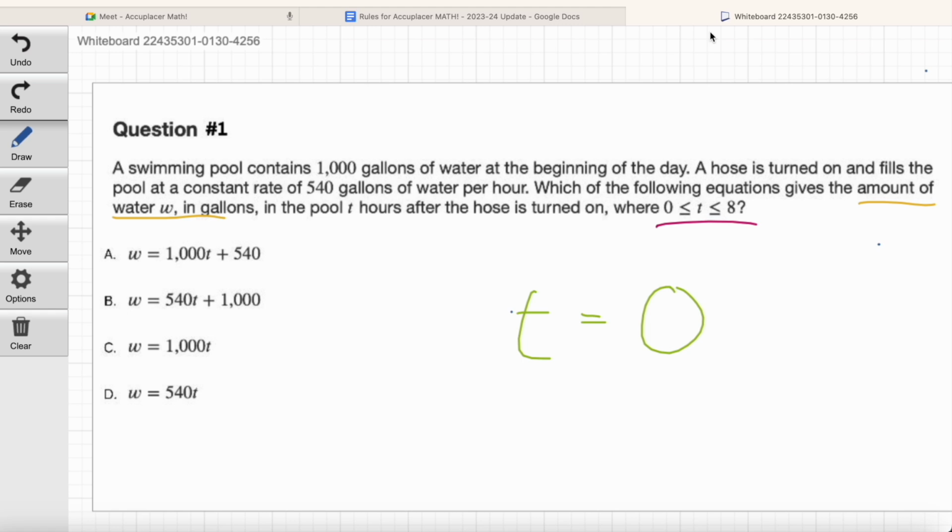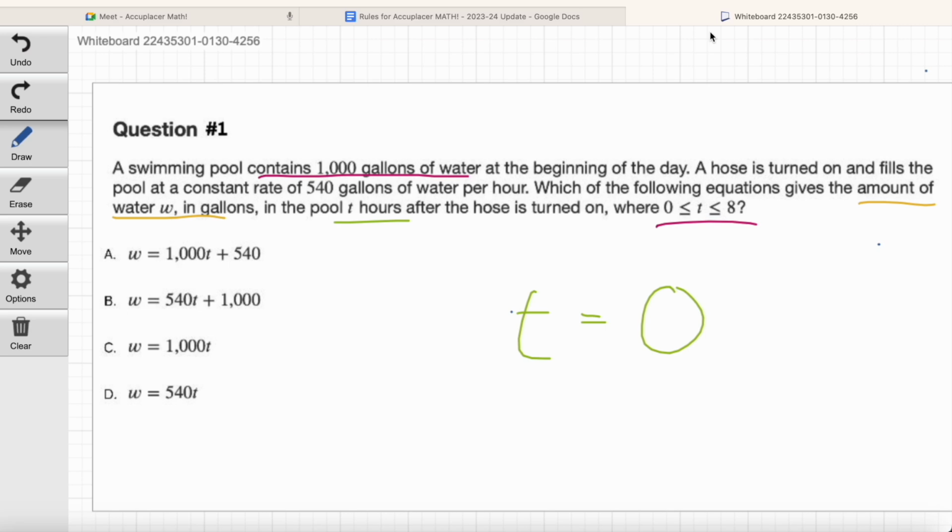Now let's stop and think about what this means if t is 0. What does it mean, Bree, if t is 0? Zero time? Yeah, 0 time has passed, right? Because t is the hours. So no time has passed. Does that make sense? Okay. So if no time has passed, how many gallons of water are in the pool? 1,000? 1,000, right? Because it says it contains 1,000 gallons of water. Now we're adding 540 gallons per hour, but if no time has passed, there's 1,000 gallons of water in the pool. Does that make sense? That makes sense. Okay, great.